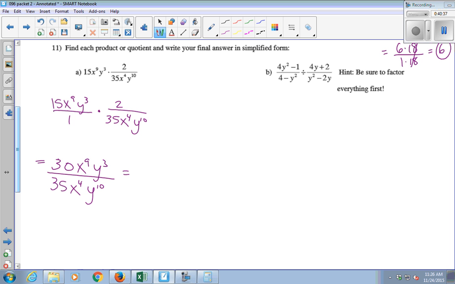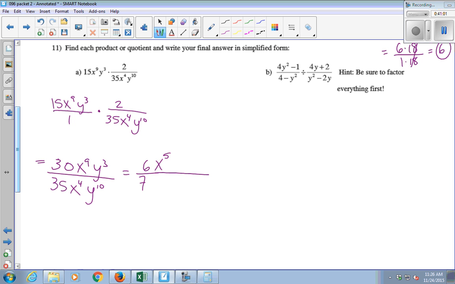6/7, yeah, because 5 goes into both 30 and 35. So 6 over 7. Okay, x to the 9th over x to the 4th, right? When you're dividing like bases, you would subtract the exponents. So I end up with an x to the 5th. And where should I put it, on the top or the bottom? The top. Yeah, you put it where the larger exponent was.